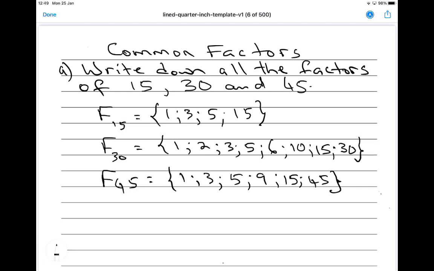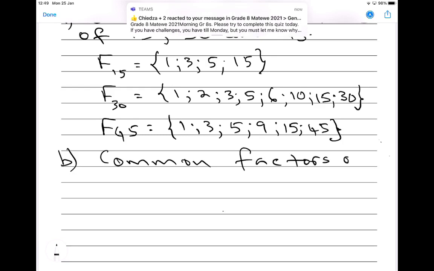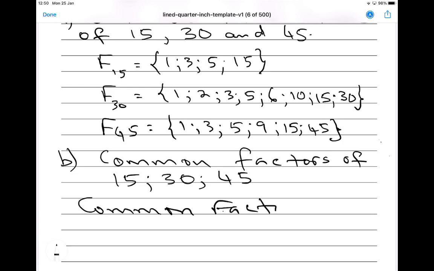The second thing I want us to do is, from that list, write down the common factors. Right, so which of those factors are common? So I want common factors of 15, 30, and 45. Just common factors. It's just a matter of looking and comparing them. So we agree our common factors, 1 is common, you'll see that. So 1 is common.